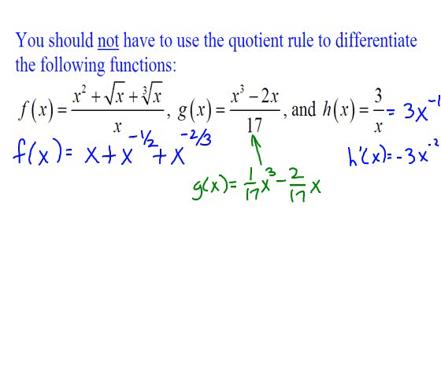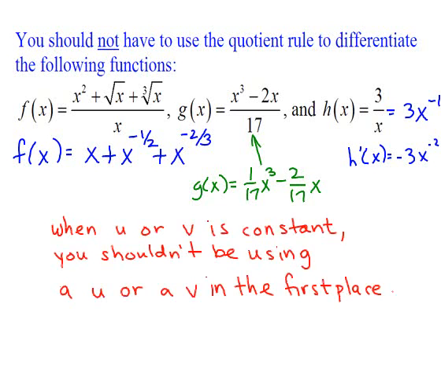As a good rule of thumb, if you start to use the product or quotient rule and find that u or v is constant, then you shouldn't be breaking the problem into u's and v's in the first place. Do you know why? Here's a hint. What happens when you take the derivative of a constant?